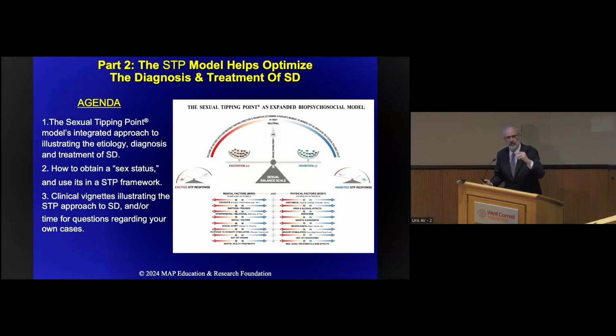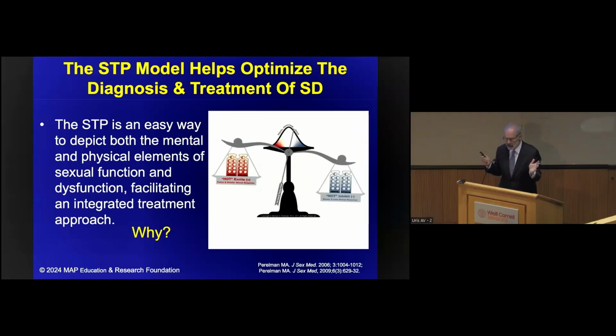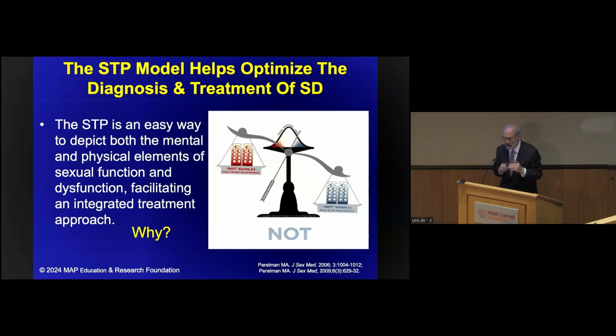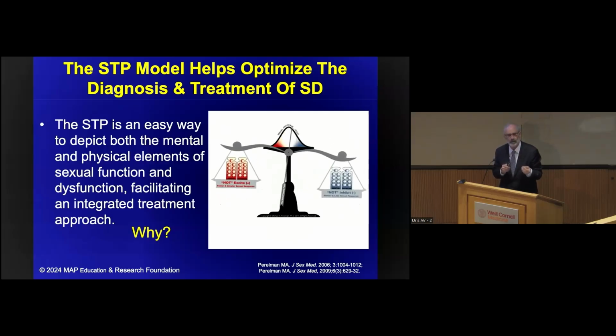And in this particular cartoon, I use sliders to demonstrate variability, but dimmer switches are also used, and they're essentially equivalent. So I know this sounds complicated, and I'm going to try and make it a little bit more simple so it's easier to understand. The STP is an easy way to depict both the mental and physical elements of sexual function and dysfunction that facilitate an integrated treatment approach.